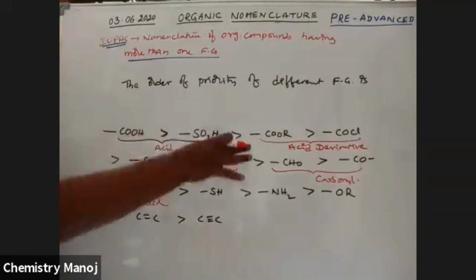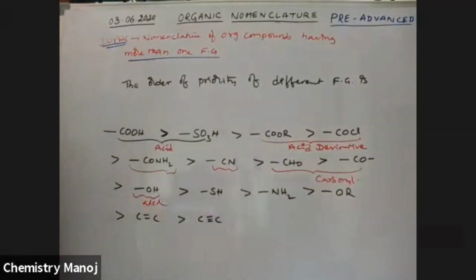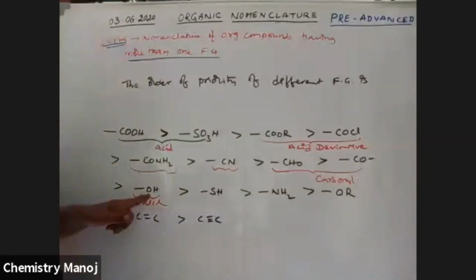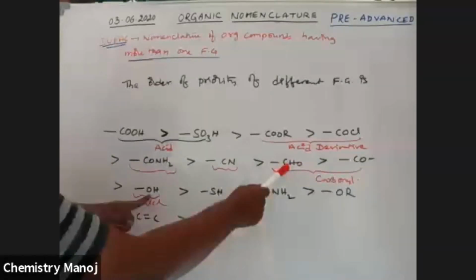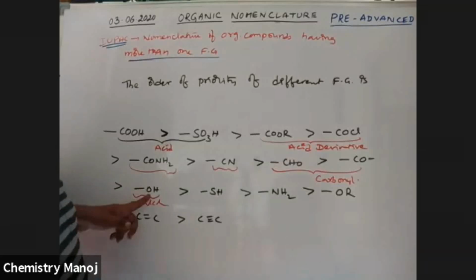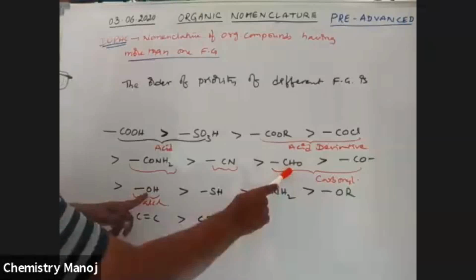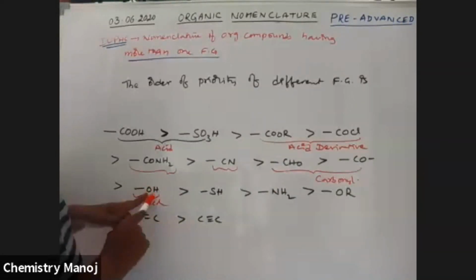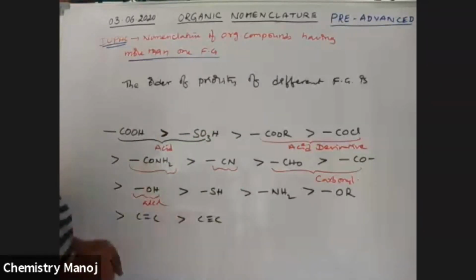So acids are more major than acid derivatives. Acid derivatives are more major than cyanides and then carbonyls. After that, alcohols. Please keep in mind. That's enough. Okay. So this is the way to identify the priority of the functional group. For example, if OH and CHO are there in our compound, CHO is the secondary suffix and OH is the substituent. That means OH acts as both a substituent as well as secondary suffix.